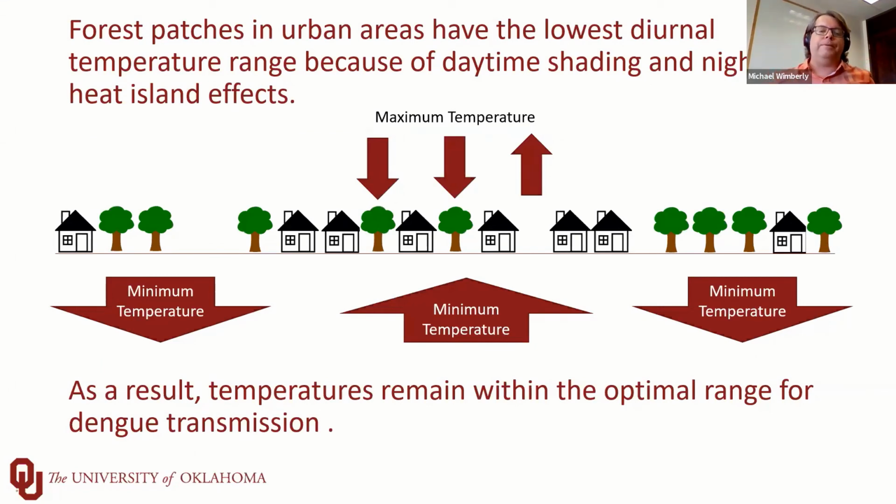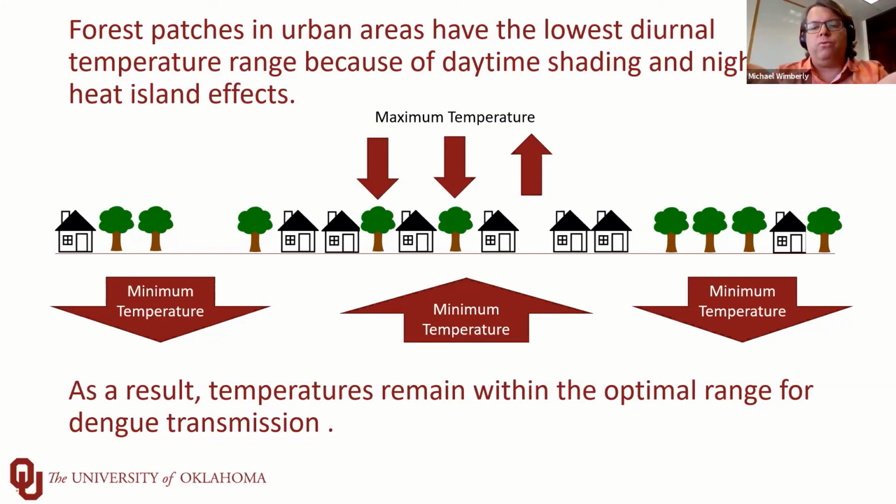And just to sum it up, what we found was that if we look at this stylized gradient from rural areas on the left and on the right to the urban core in the center, minimum temperature comes up at night because of the urban heat island effect. Where we have tree cover in the city, that brings our maximum temperature down. So we're actually compressing that diurnal range of temperature, but we're compressing it within the optimal range for dengue transmission in this particular context.